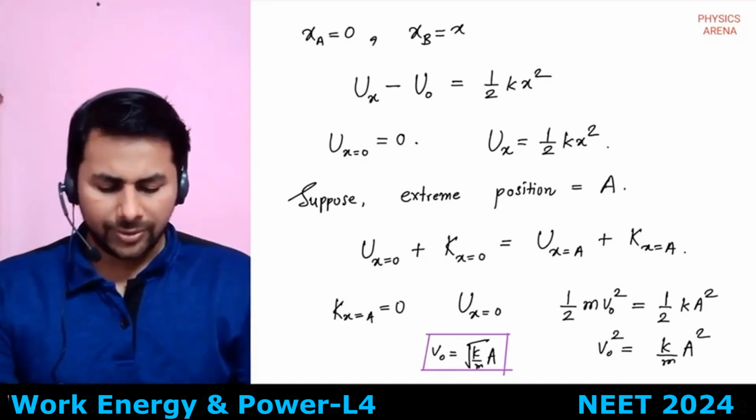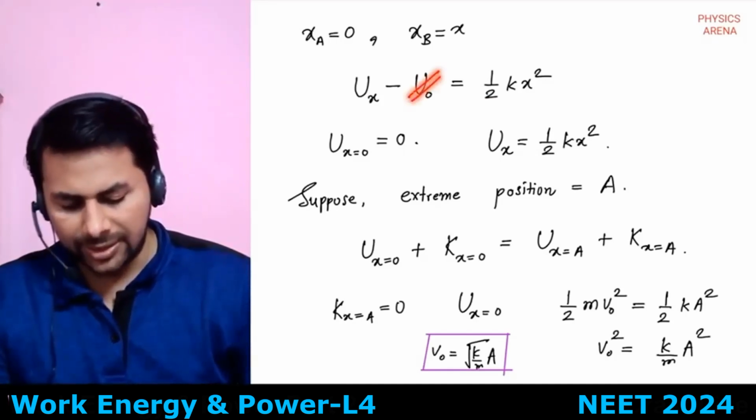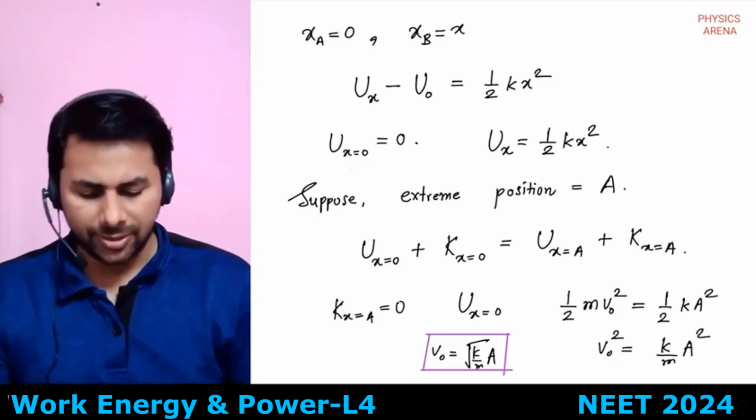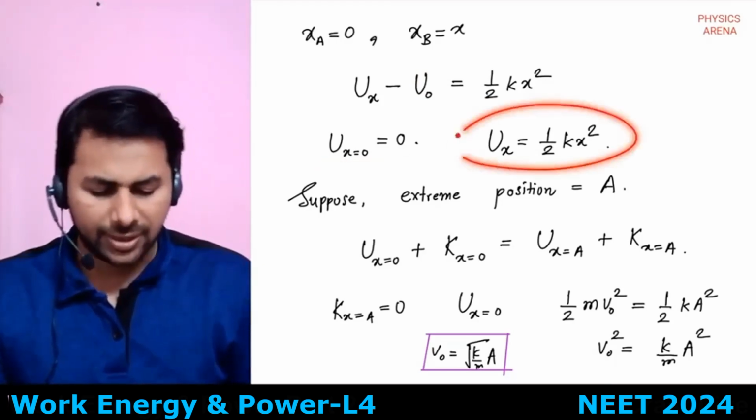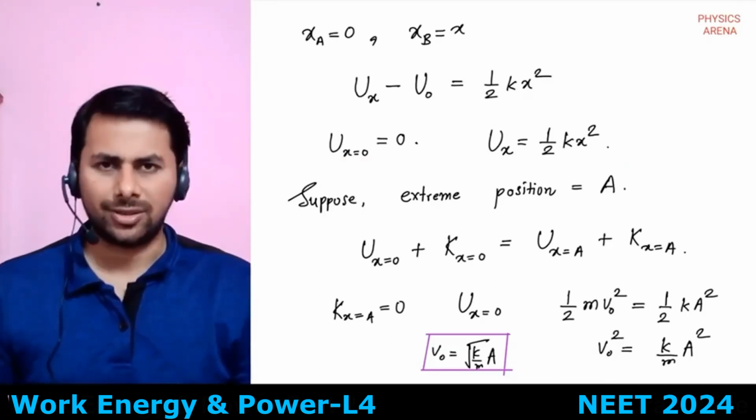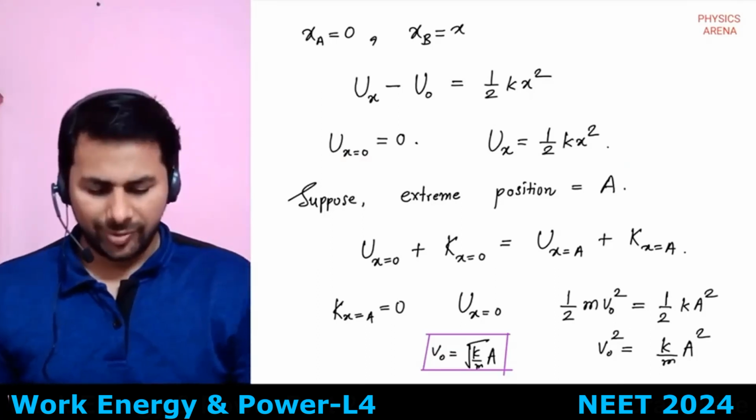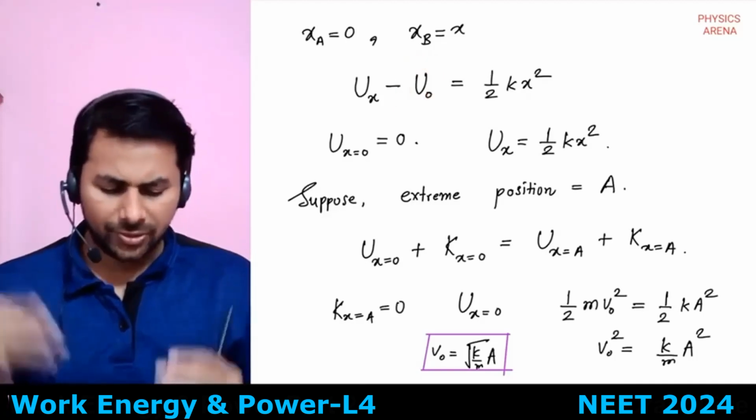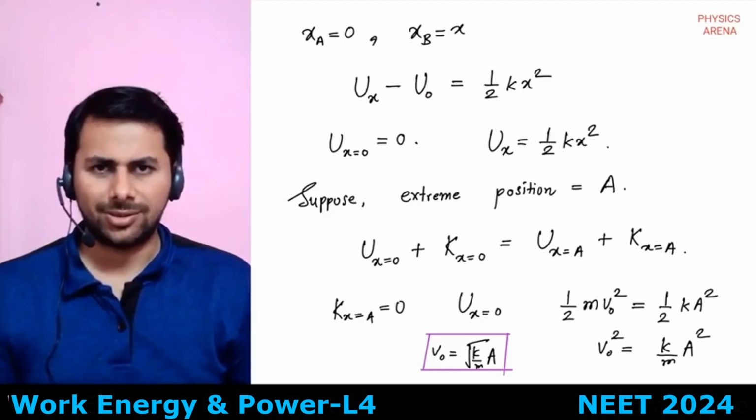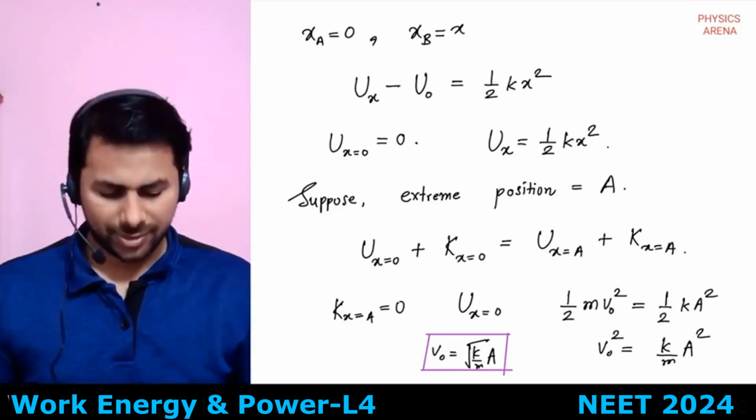So for simplicity, we set U of 0, the potential energy at 0, equal to 0, and then we get this formula, half of k x square. This is for simplicity only, because whatever potential energy you have at x equal to 0, that's your reference. Is it clear? Yes, no?